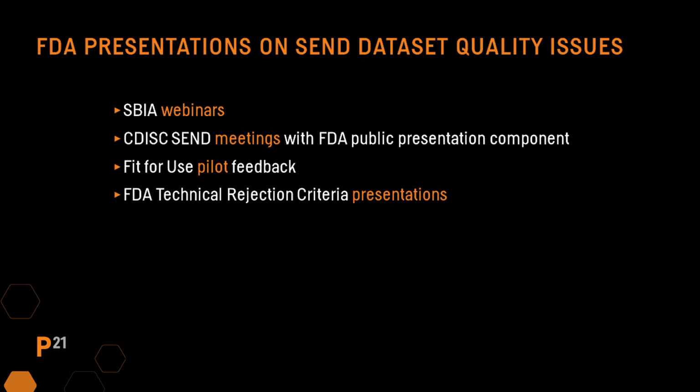In addition to the statements in the Technical Conformance Guide, FDA routinely does presentations to the non-clinical community regarding quality issues with SEND datasets, including information on those issues that most interfere with submission reviews. This has been done in the past as part of the Small Business and Industry Assistance, or SBIA, webinar series, as well as through presentations done as part of the CDISC SEND full team meetings, through Fit for Use pilot feedback, and through several presentations done to try and publicize and educate SEND dataset providers on the FDA technical rejection criteria that was implemented over a year ago.